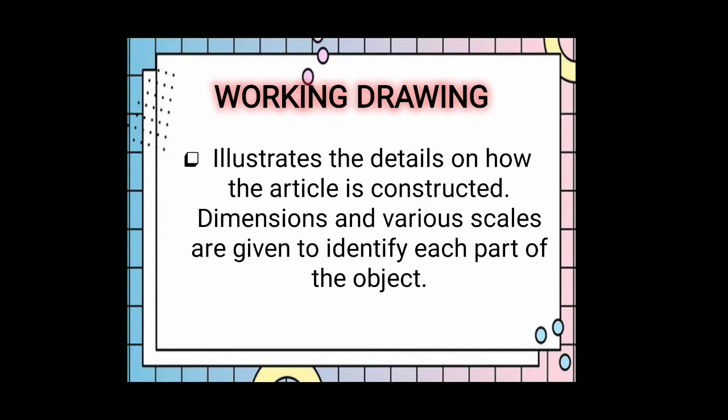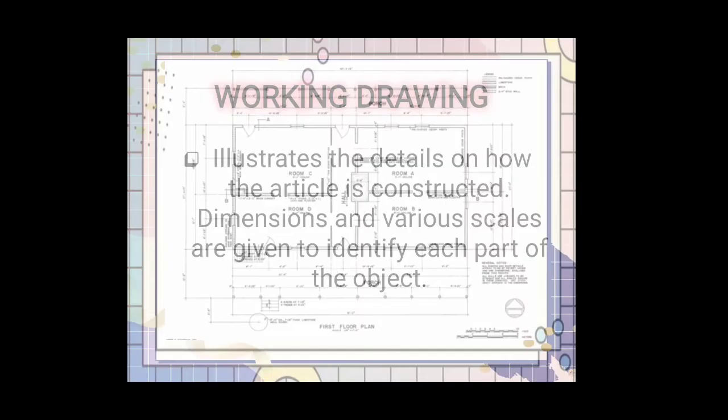So next is working drawing. A working drawing illustrates the details of how the article is constructed. Dimensions and various scales are given to identify each part of the object. So these are examples, like this blueprint of a house.